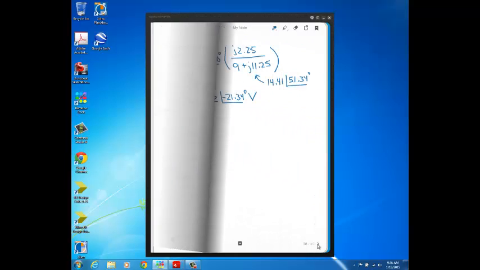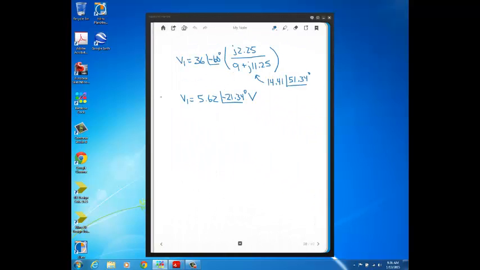So I can finish this problem getting Vc by doing voltage divider a second time, where I take V1, right, this 5.62 angle minus 21.34 degrees, and I multiply that times minus j6, which is the impedance of the capacitor, and that's the voltage I want. And then in the denominator is going to be the Zeq of the inductor of j9 and the capacitor of minus j6, which is j3.